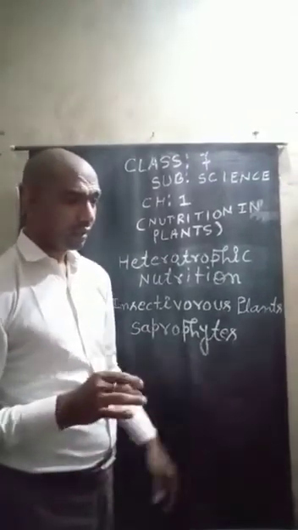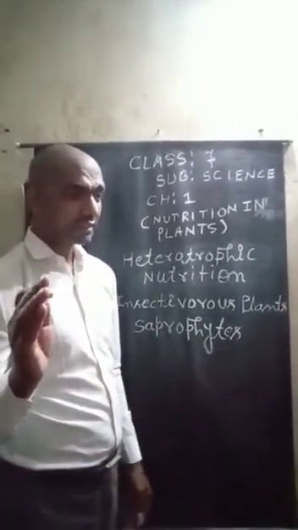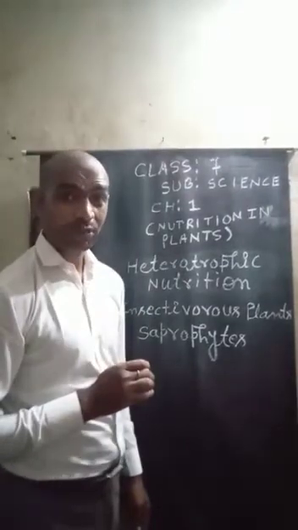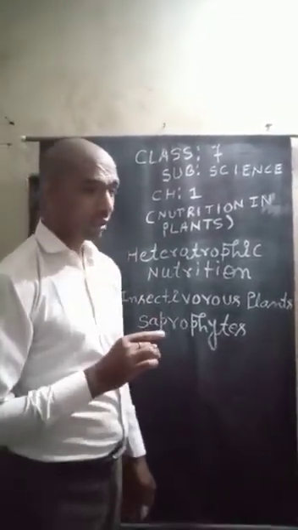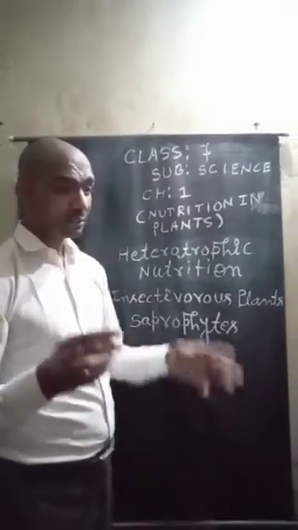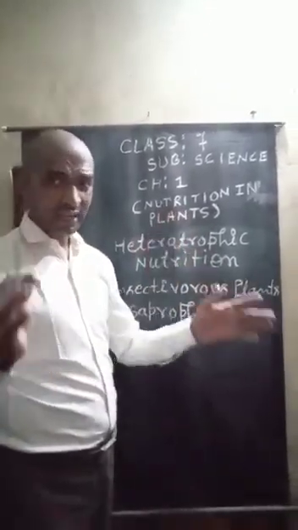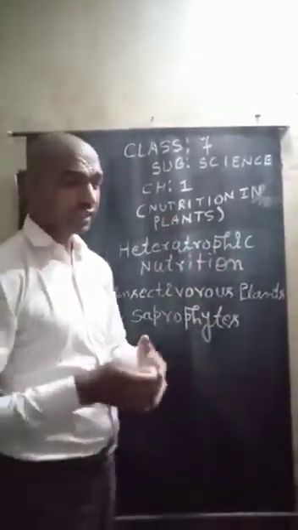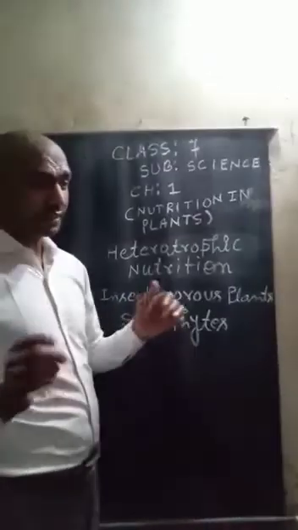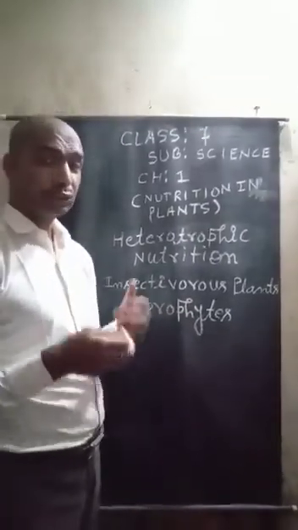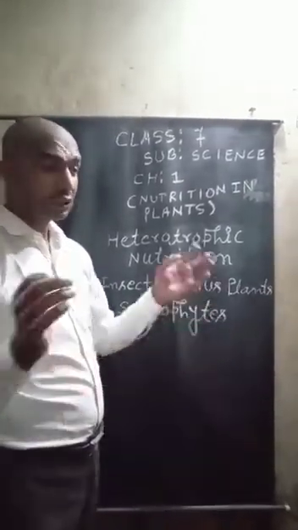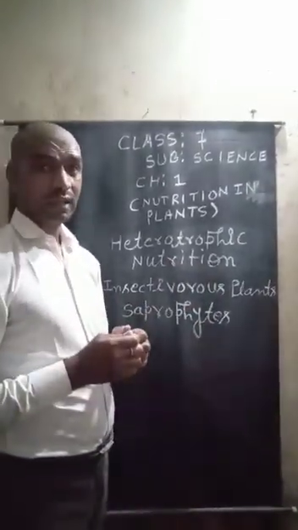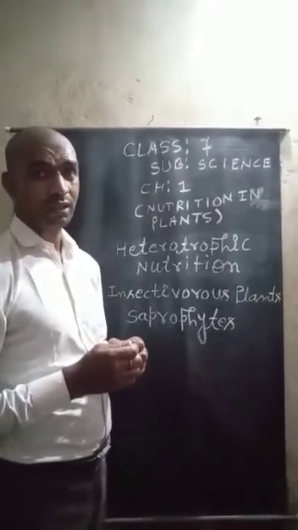Some bacteria and fungi are saprophytes. What are examples of saprophytes? Some bacteria and fungi are examples of saprophytes. That means bacteria and some fungi decompose dead plants and animals into organic matter, and then they take their nutrients from the decomposed material.